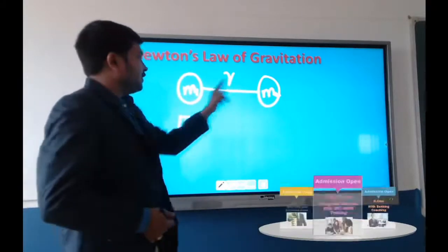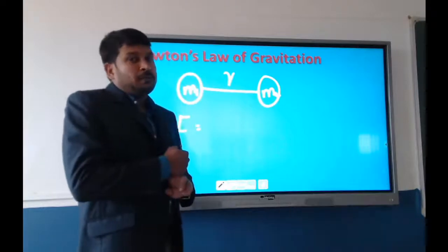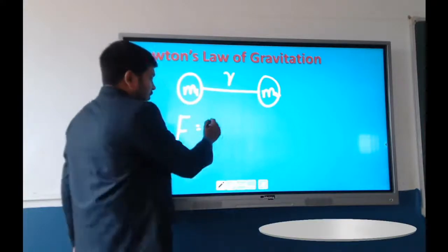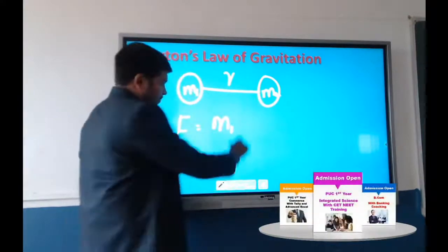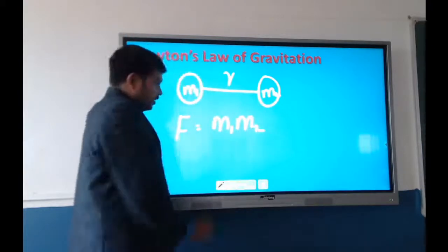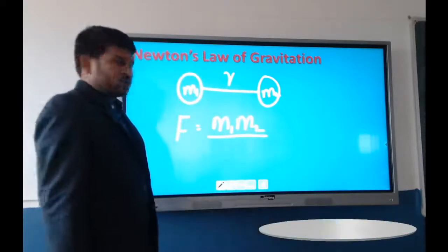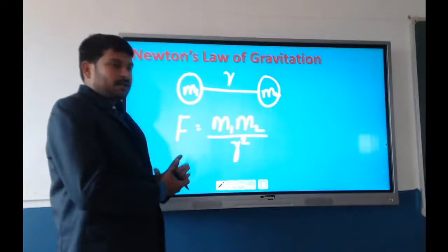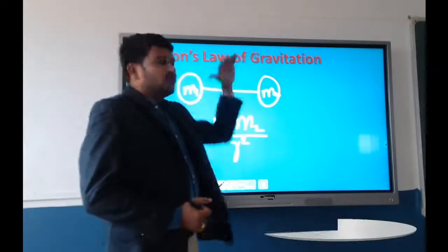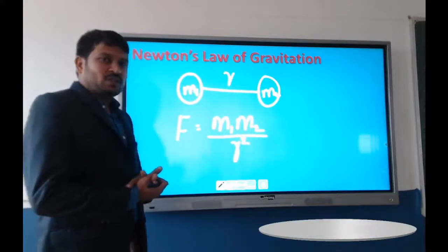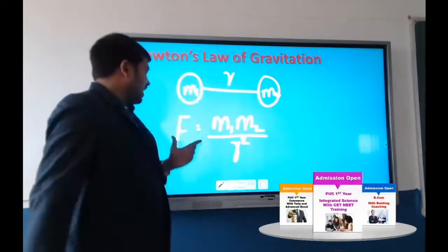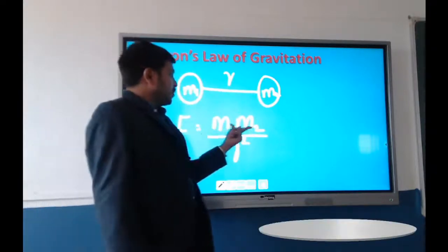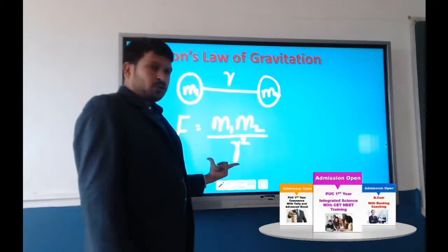The force of attraction between two masses M1 and M2 is directly proportional to the product of the masses and inversely proportional to the square of the distance between them. This is known as Newton's law of gravitation.